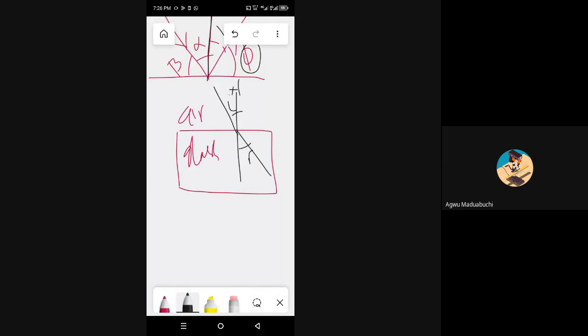The incident ray, the refracted ray, and the normal at the point of incidence all lie on the same plane. Very good. So the second law: the ratio of the sine of the angle of incidence to the sine of refraction is equal to the refractive index.